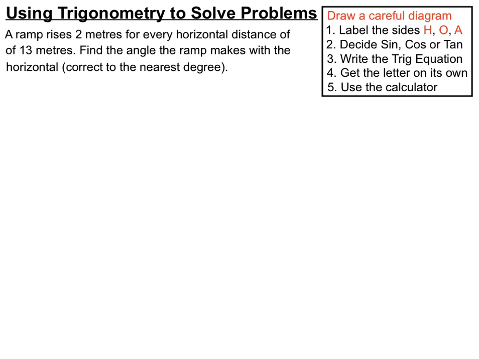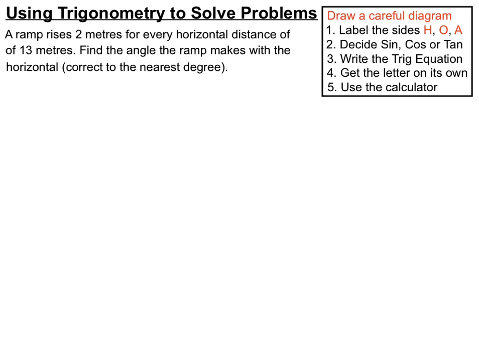Our last example is going to ask us to find an angle. Not much different, but it comes from a real world problem. But once again, this question I'm pretty sure will end up in a right angle triangle of some description. Okay, here we've got a ramp. It rises 2 meters for every horizontal distance of 13 meters. So for every 13 meters it goes across, the ramp goes up 2 meters.